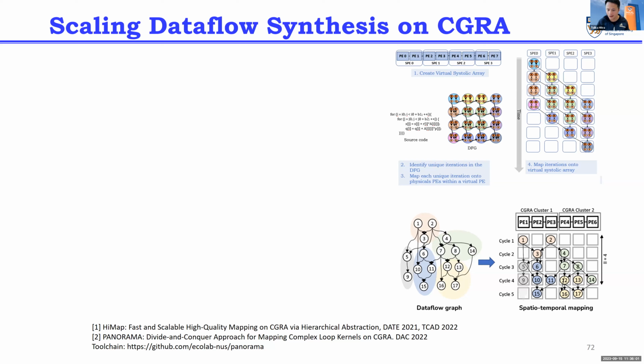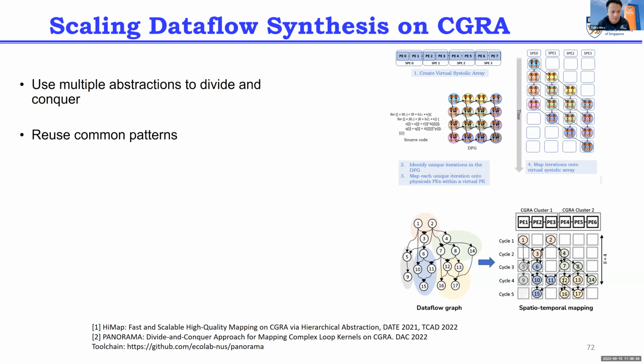Here are two examples of how we scale the data flow synthesis on CGRA. First, we use multiple abstractions to divide and conquer. That means that given a very complex DFG, we can partition the DFG or partition the hardware to generate some middle level to simplify the problem. For example, the source code has multiple levels, and we can partition from the middle level to simplify the problem. Because there are some reused common patterns, for example, in each iteration there is some repeated execution, we can reuse this and create a hierarchical mapping.